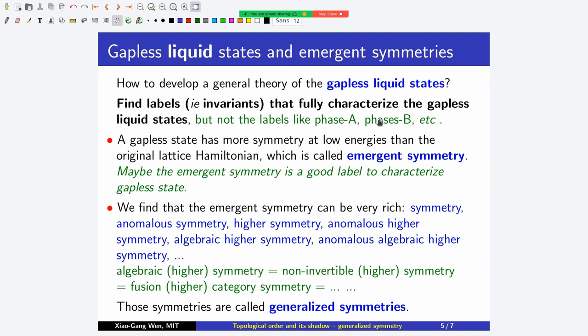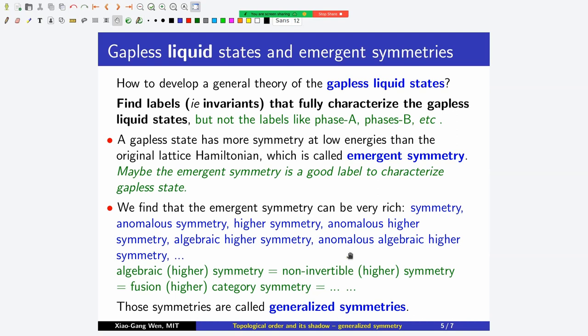So actually we are facing the same difficulty when we try to study topological order, how to give them proper names. And here it looks like one way to name them is using symmetry. You know that in the low energy effective theory, you really have more symmetry than the lattice UV theory. So this emergent symmetry probably can characterize these gapless states. And in recent years, there's been a lot of development, and we find that this emergent symmetry can be very rich. It can be ordinary symmetry, it can be anomalous symmetry, it can be higher form symmetry or anomalous higher form symmetry or algebraic higher symmetry. By algebraic, I really mean non-invertible. So some symmetry is even not invertible. So all these kinds of crazy symmetries and their anomalous versions.